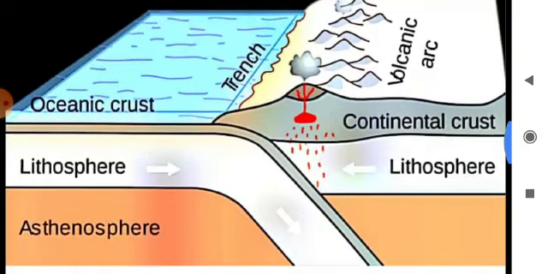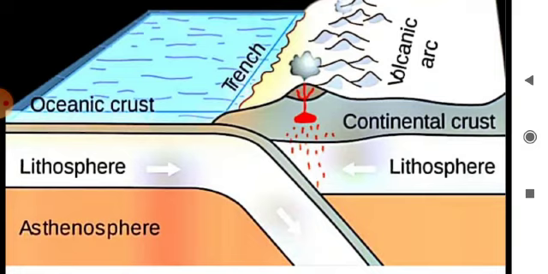Just follow the picture. Oceanic crust and continental crust are there. The oceanic crust is called sima. Why is it called sima? Because of its richness in silica and magnesium. And the continental crust is called sial because of the predominance of silica and aluminium in its composition. Okay.